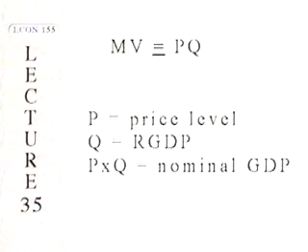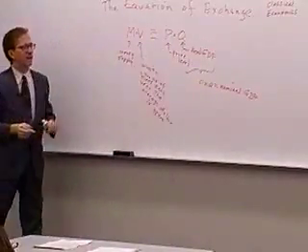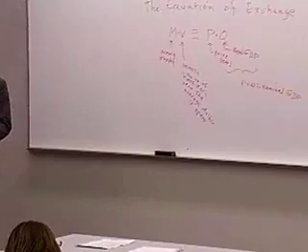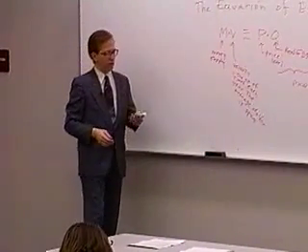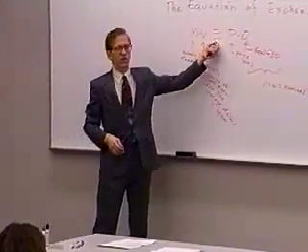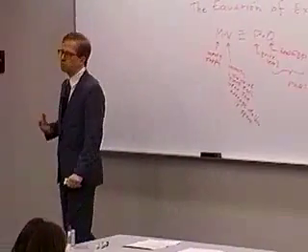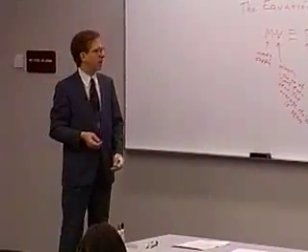And of course, P times Q equals nominal GDP. That's the dollar value of GDP. And I didn't write them up here, but there are little times signs in between. MV equals PQ. And by the way, there are 3 lines in there. It's not equals, it's an identity. This must be true by the way things are defined.